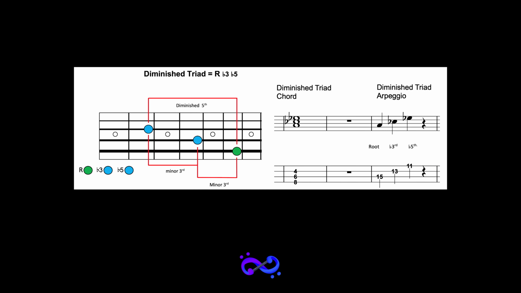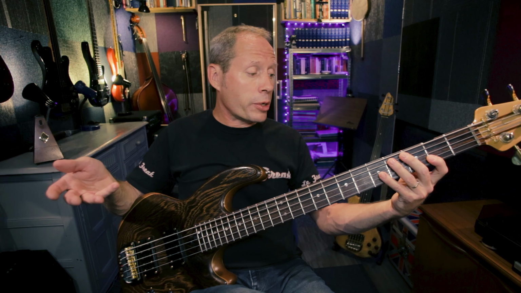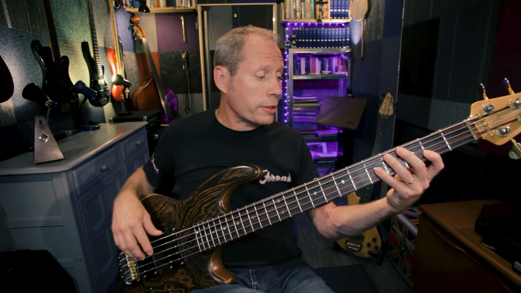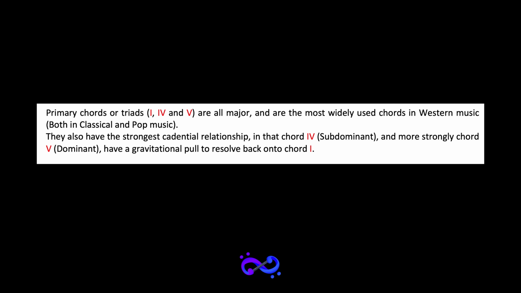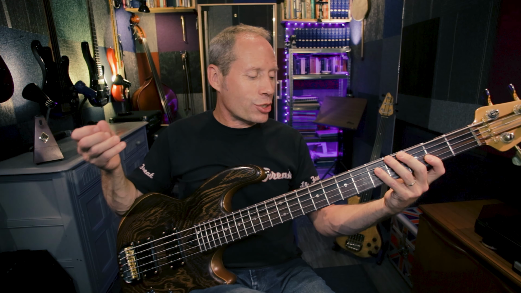Bear in mind that scale degrees 1, 4, and 5 are all major triads, hence they're known as primary triads or primary chords. And they do tend to be used the most in that respect in classical music and pop music. Triads built on scale degrees 2, 3 and 6 are minor. That of course leaves the odd man out, which is scale degree 7, and that's our diminished triad.